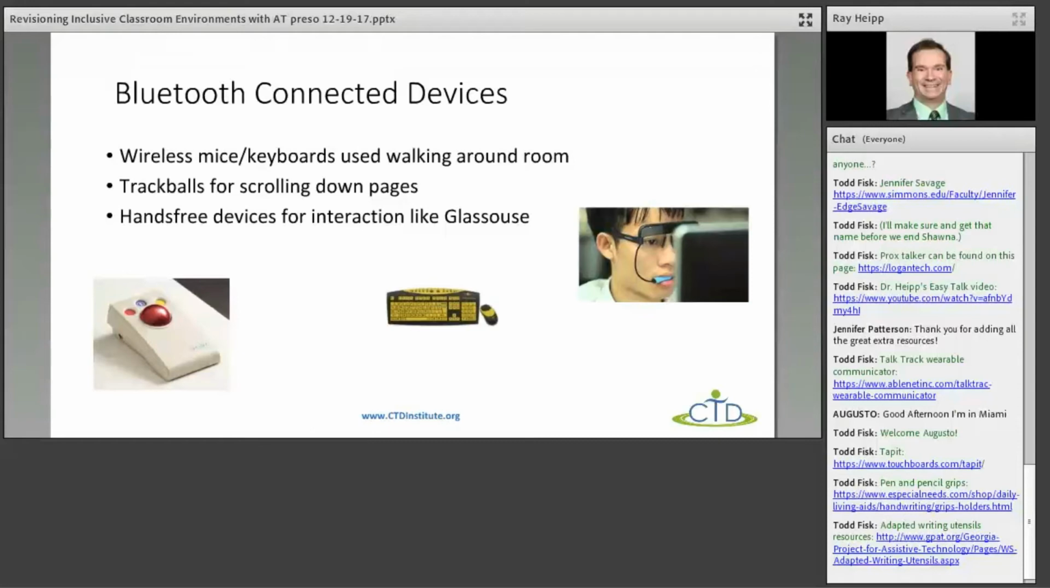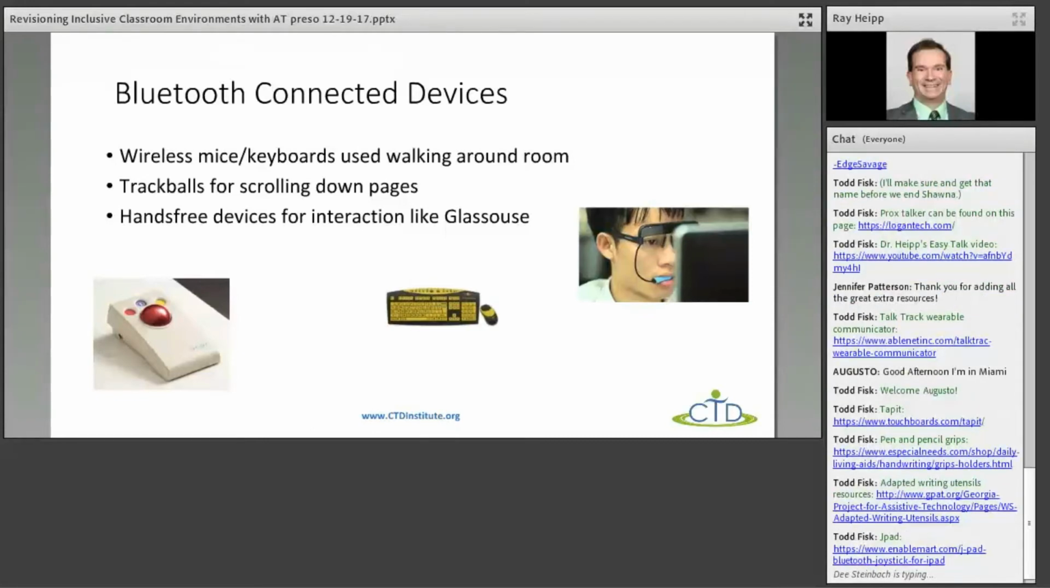Bluetooth connected devices. We've already talked about some of the things that are out there. One of the misnomers is that nothing works with the iPad except for the Bluetooth switch. The Bluetooth switch is a great switch. If you've got one, please use it with the iPads. However, there is something called the J-Pad, which is a joystick that can also be used with an iPad.